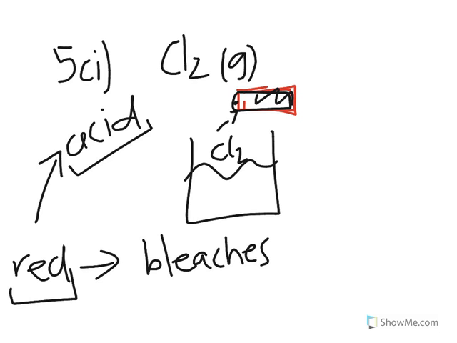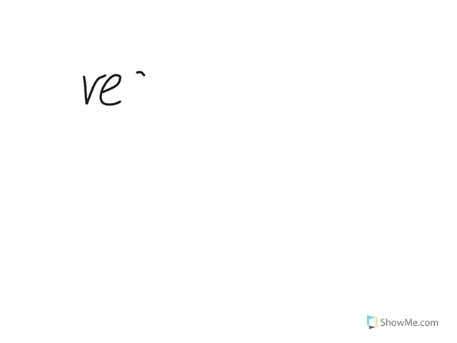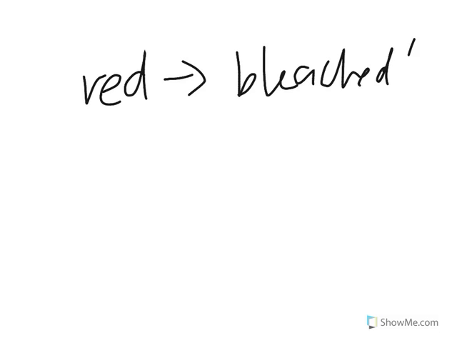And this is something you have to memorize. It's not something I can teach you. So when chlorine comes into contact with universal indicator paper, it gets bleached. So the answer is that it turns from red and then gets bleached to white. Sorry for the writing.